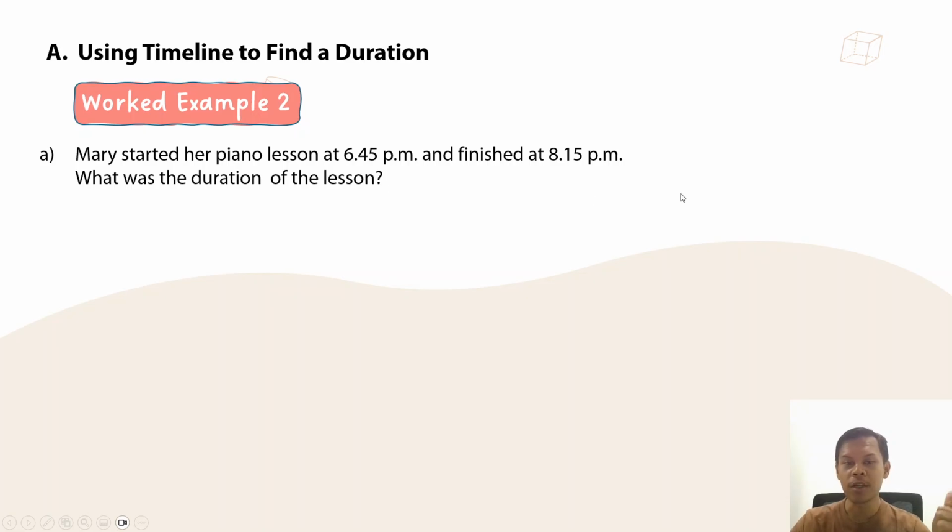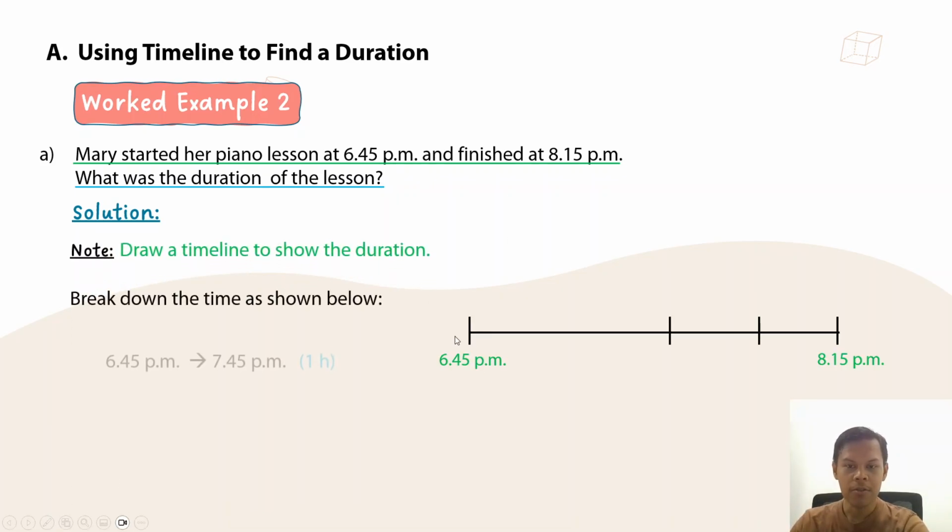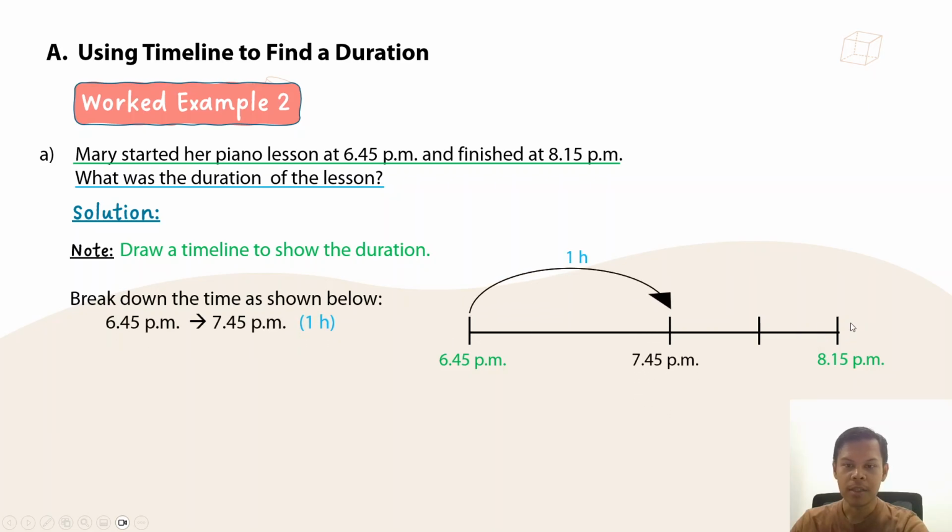So first thing first, we need to draw the timeline. Okay, and then we can put 6:45 as the starting point and finish at 8:15 as the ending point. Alright, so we draw this model here, the timeline.